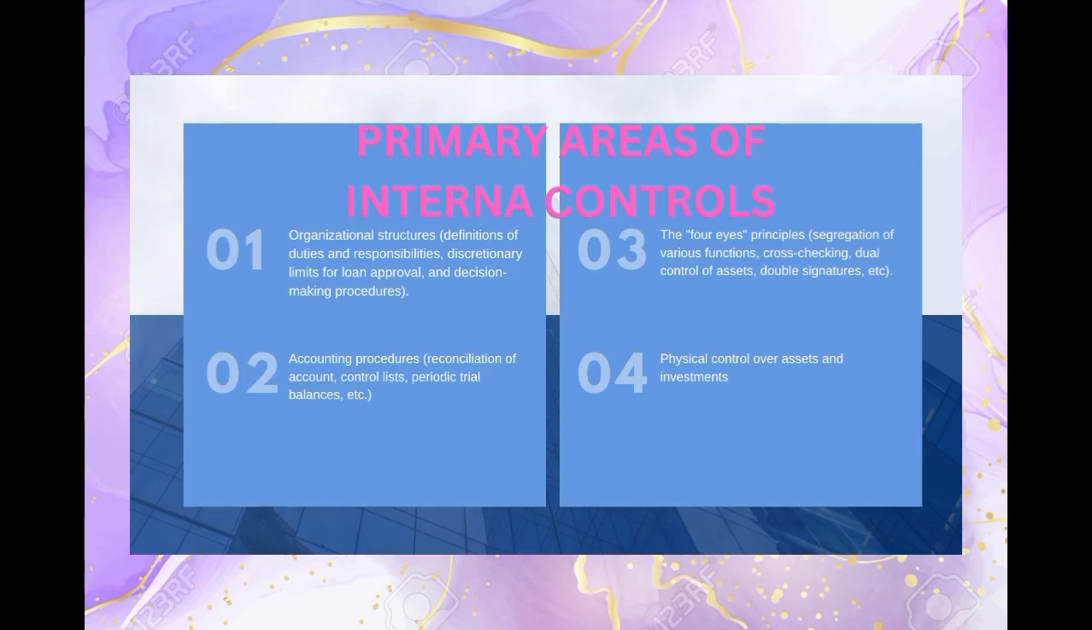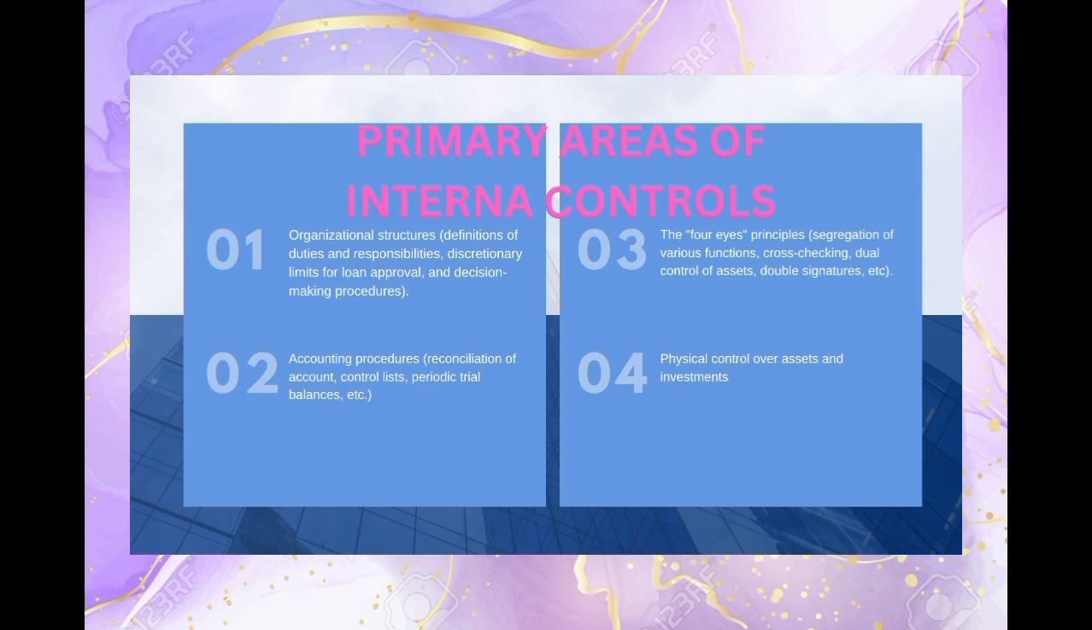Segregation of various functions, cross-checking, control of assets, double signatures, and etc. The segregation of duties and dual control prevent errors and irregularities. For example, a cooperative might require two signatures on checks above a certain amount, ensuring that large payments are authorized and verified by multiple people.